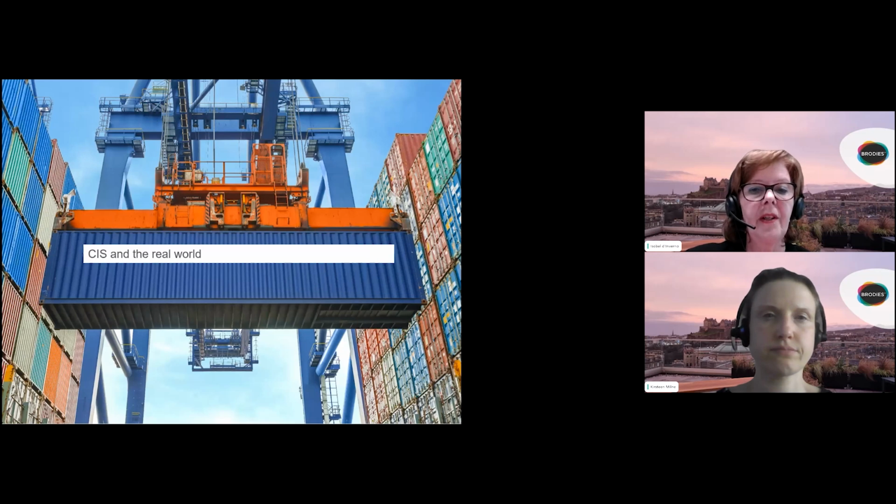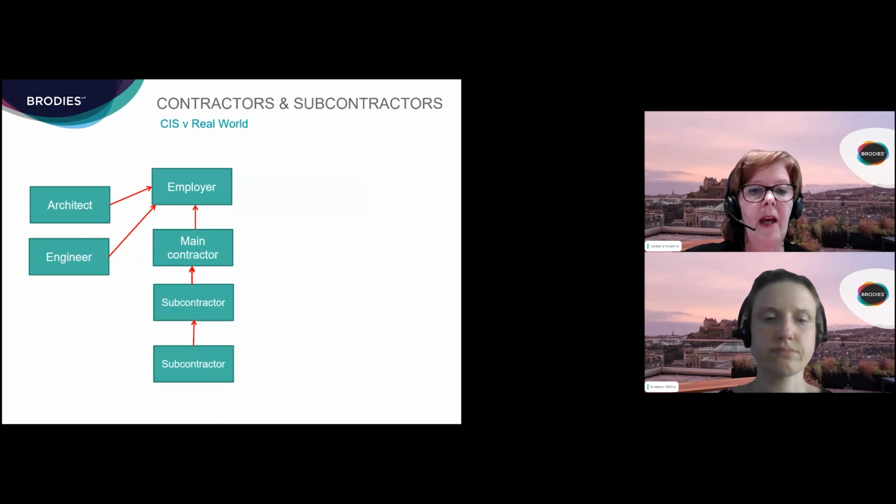So moving on, CIS in the real world doesn't map over very easily. If we move on to the next slide, that's a fairly normal contractual chain that might happen in the real world with the employer, main contractor, subcontractor, and so on, and architects and engineers coming in at the side. One important point is that people like architects and engineers are generally not supplying construction services, so they're not involved in the CIS, but the employer, main contractor, subcontractor side of things will be.